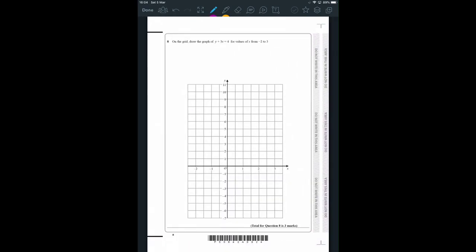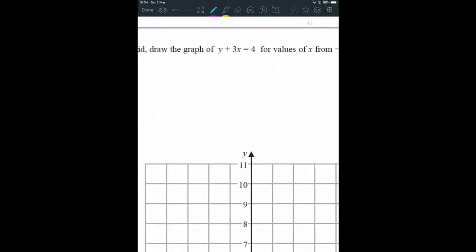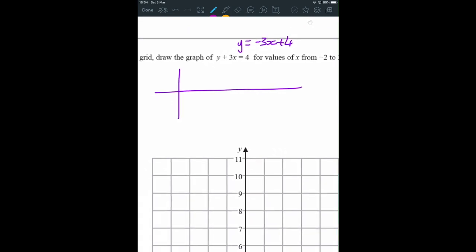Question 8. We're going to try and draw the graph y plus 3x equals 4 from -2 to 3. Now it's up to you with these questions whether you want to create a table of values or whether you prefer to use a gradient and intercept approach. I'll do a table of values here. Feels slightly more consistent. So we have our x and y.